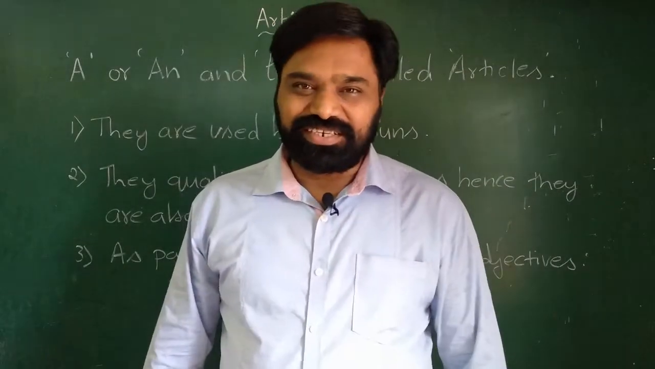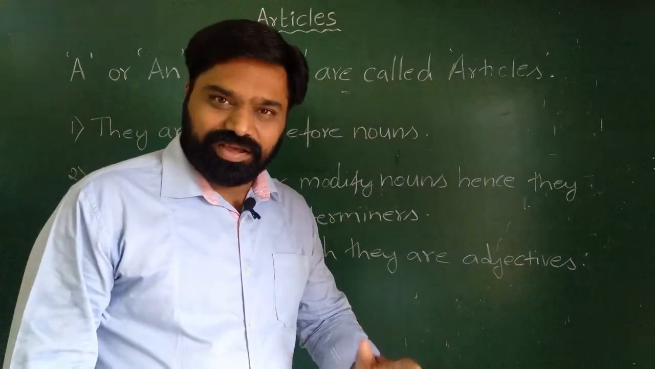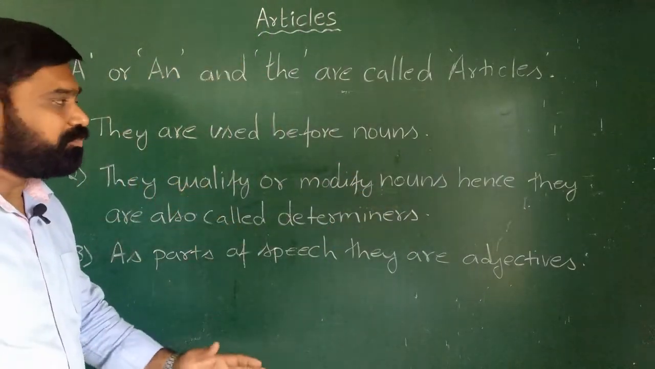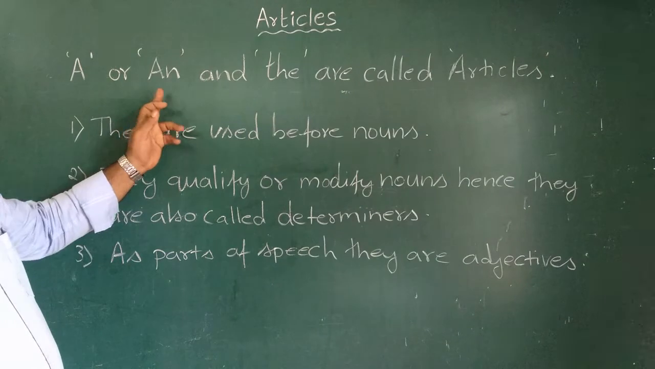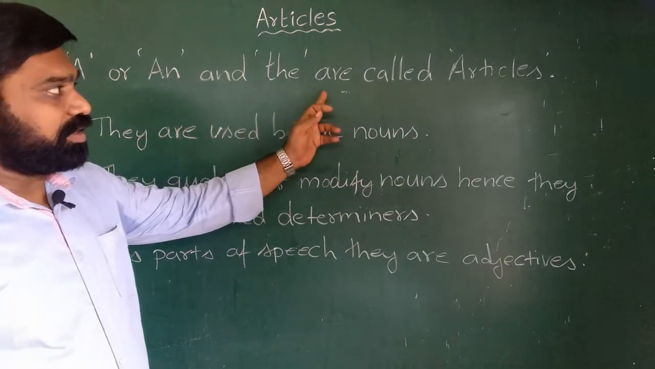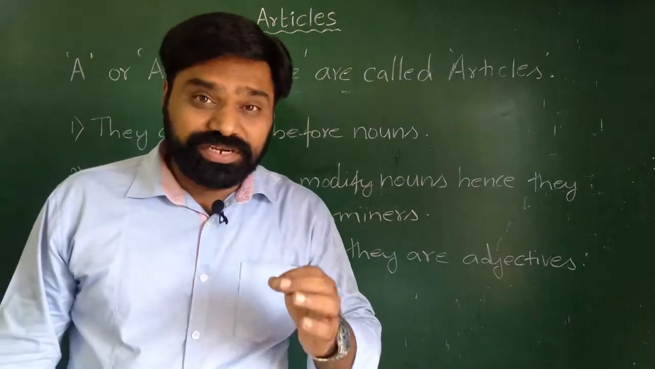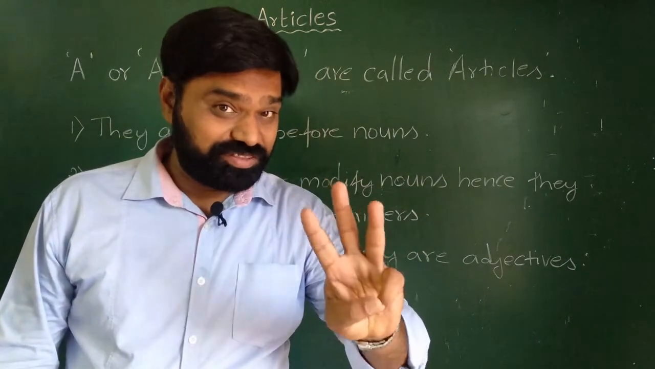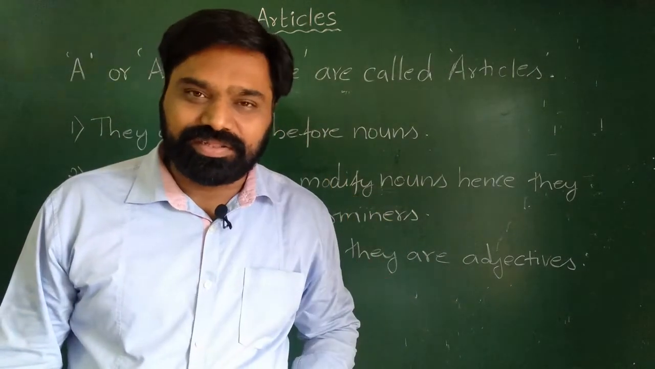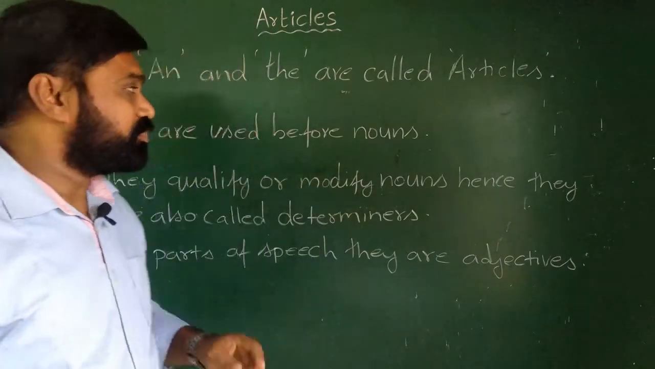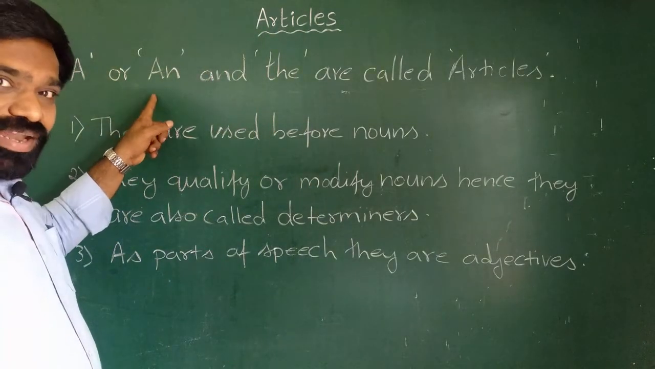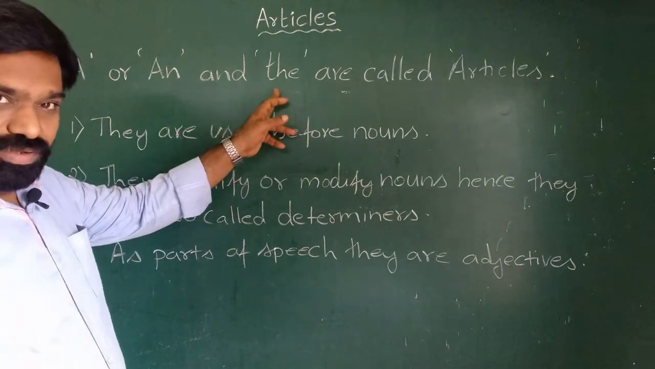Let us start understanding what articles are. Look at the board. A or an and the are called articles. Generally, students mistake that articles are 3. No, articles are only 2. Number 1, a or an, and number 2, the.